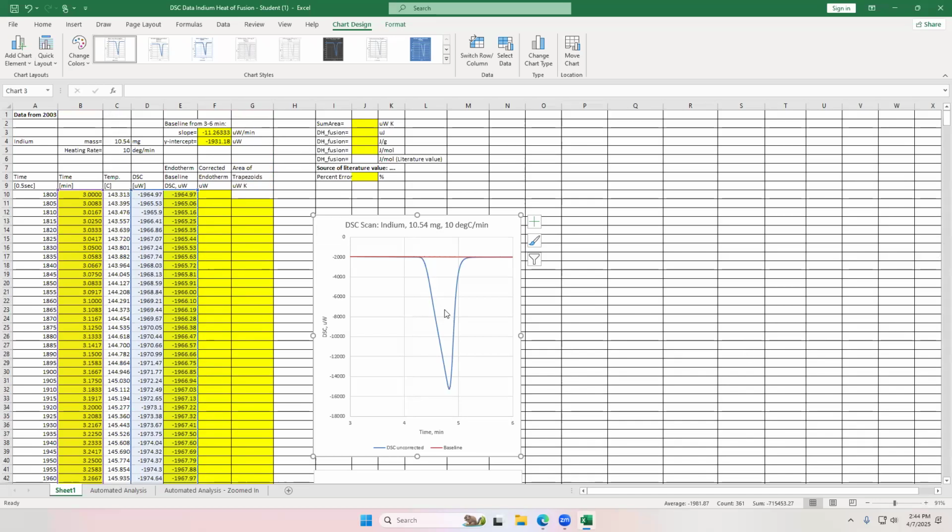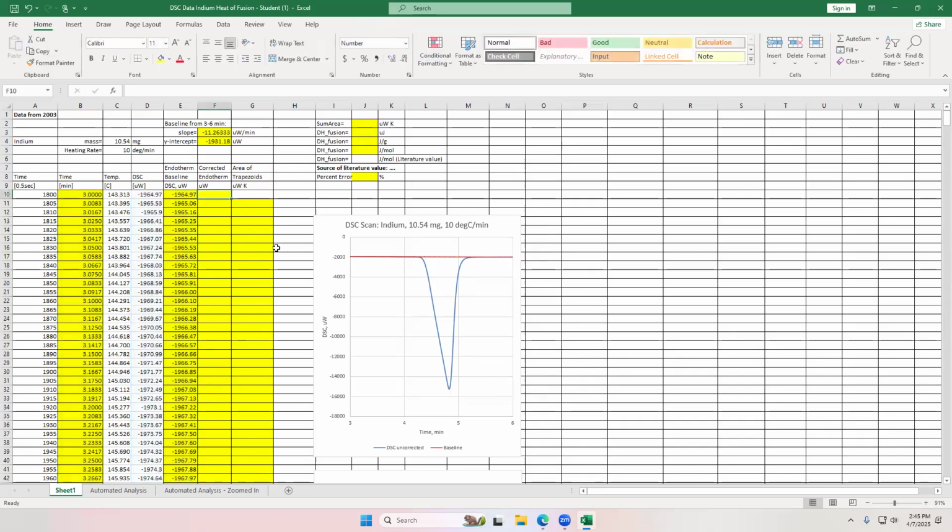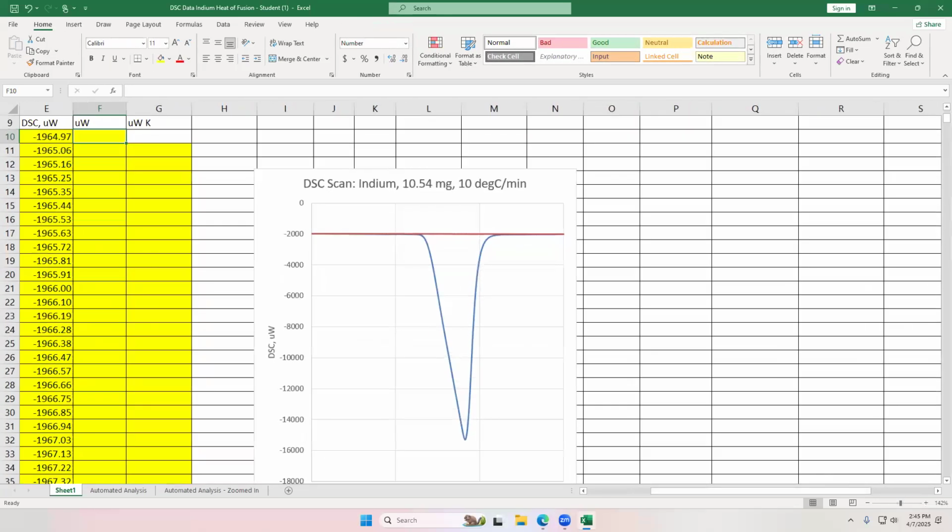Now the area between the baseline and the thermogram is the area under the curve. That's going to be the delta H of fusion of your sample. So how do I correct for the baseline? Just subtract the baseline, right?